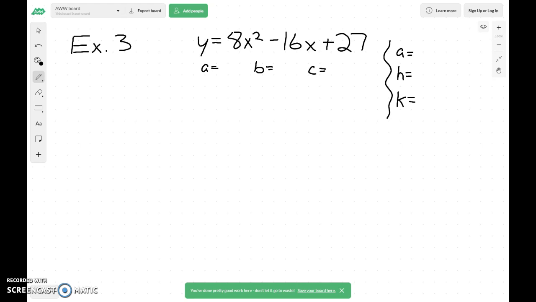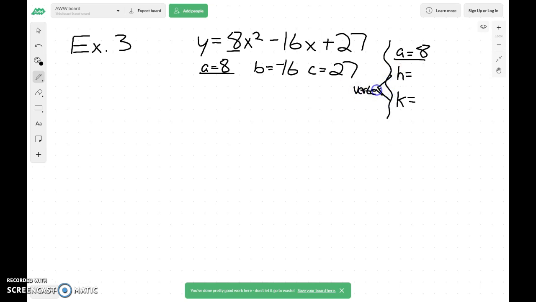So what's a equal to here? 8. 8. And if we know this a is equal to 8, then we can go ahead and say this a is going to also be equal to 8. Now, b and c tell us nothing for h and k, but we can say b is going to be -16, and c is going to be positive 27. So in order to determine h and k, and we know h and k are called our vertex, right? This is called our vertex.